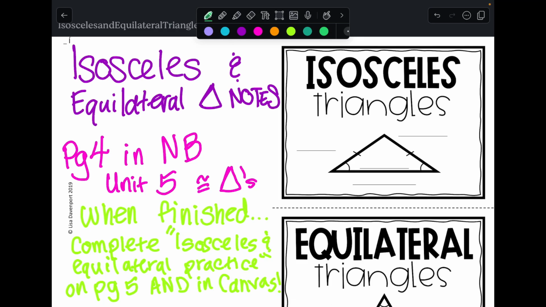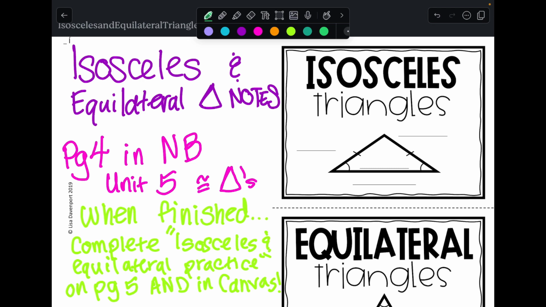Today we're going to finish out our week of triangle basics by talking a little bit more in depth about isosceles and equilateral triangles. This is going to be on the foldable in your notes on page 4 in your notebook. When you're finished taking notes with my video, you're going to go ahead and complete the isosceles and equilateral triangle practice in 2 different places. You're going to do the problems on Canvas and answer them on Canvas, and you're going to write the equations and write your work out in your notebook on page 5. I'm going to check both of these places when I return next week.